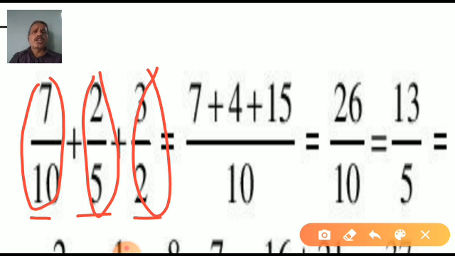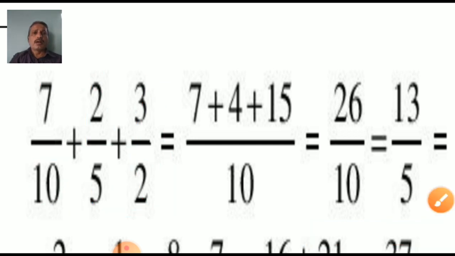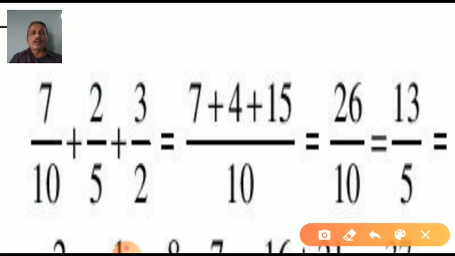First of all, check the LCM of the denominators. LCM means least common multiple or lowest common multiple, so check these numbers which have the same multiples. So the 10 table: 10 1s are 10, 10 2s are 20, like this way. 5 table: 5 1s are 5, 5 2s are 10. Yes, 10 is also there. 2 1s are 2, 2 2s are 4, 2 3s are 6, 2 4s are 8, 2 5s are 10. Yes, 10 is also there. So 10 will be common.